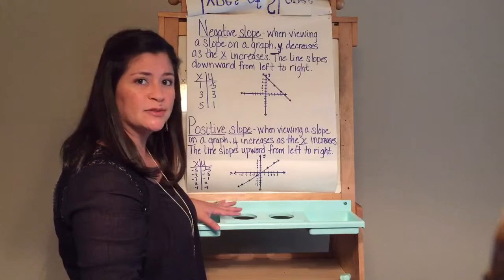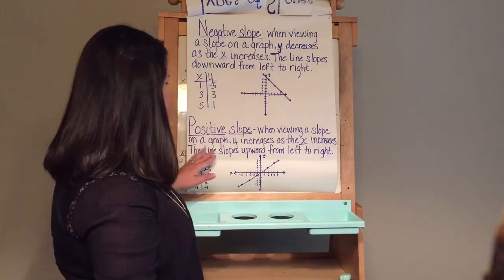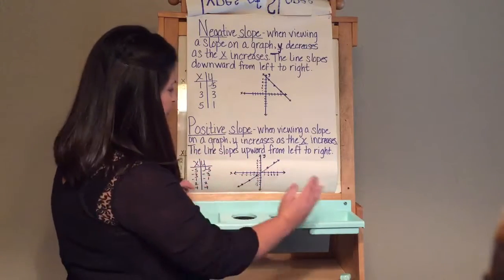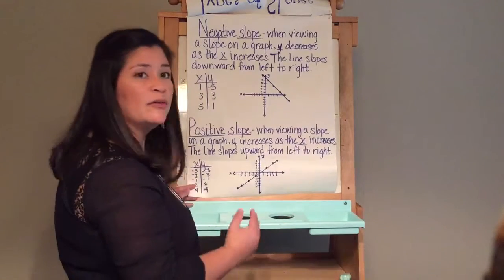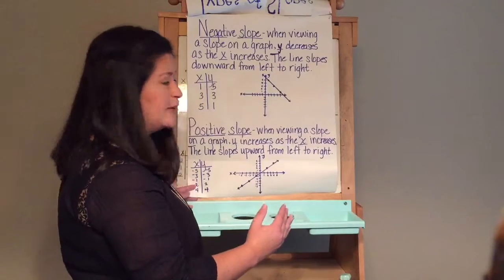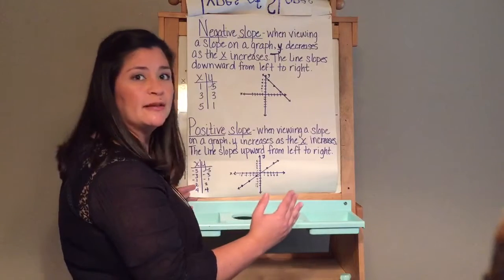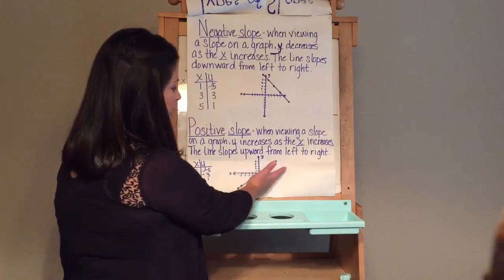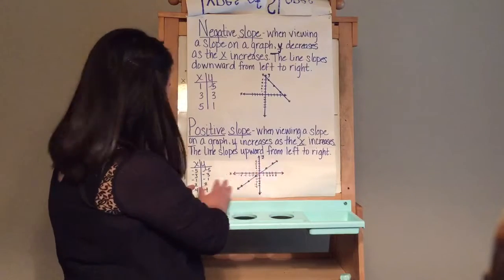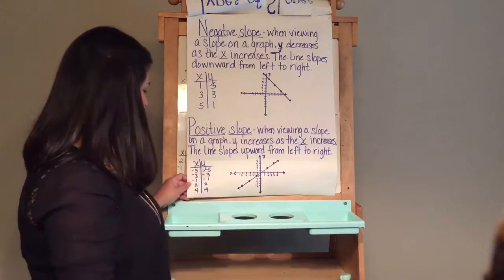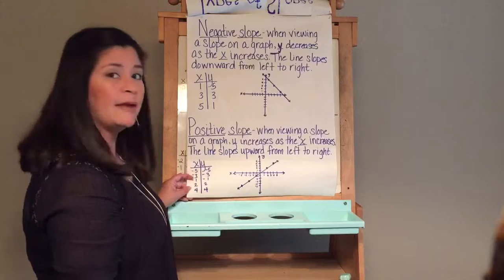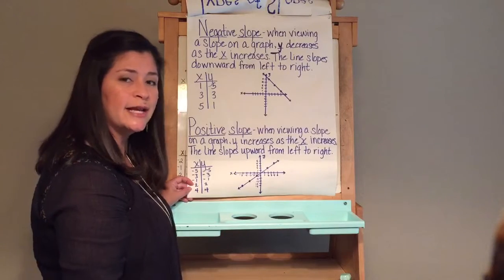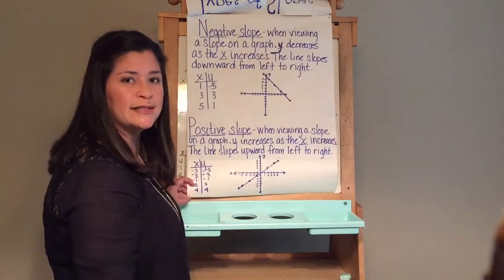Next, we have a positive slope. When viewing this slope on a graph, remember we're going from left to right, both the x and the y are going to increase. The slope of the line is going to be upward. As we see here on the graph, it's going to go upwards from left to right. And if we look at the x and y coordinates, we will see that they both are increasing. So take some time and go ahead and write these definitions down.